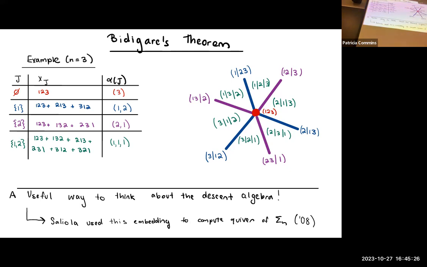And so I think this is interesting just because these are both algebras related to Coxeter groups that people studied, and it relates them, but it also turned out to be pretty useful as well. This was the way that Saliola computed the quiver of the descent algebra, as he thought about it as living within this braid arrangement, and used the LRB structure of the braid arrangement and the group action to understand this quiver.